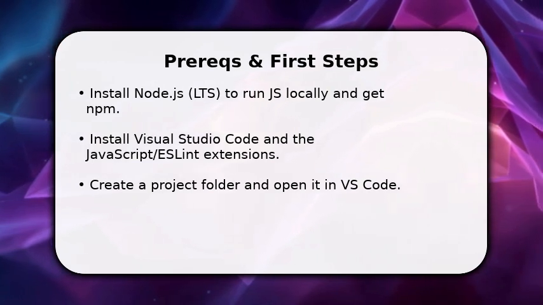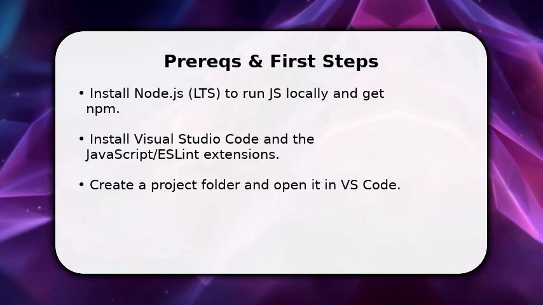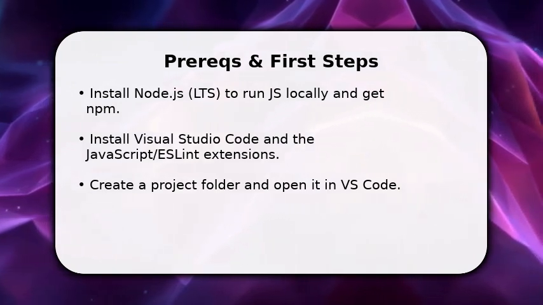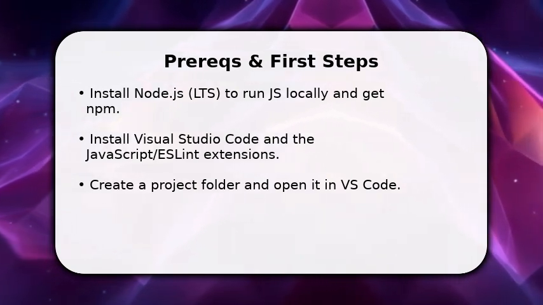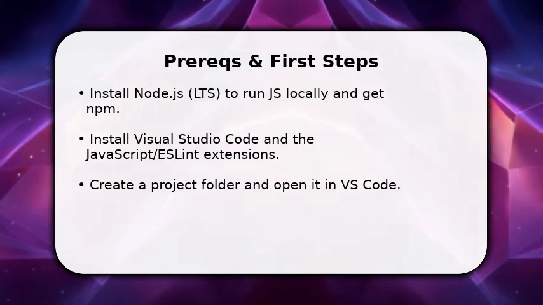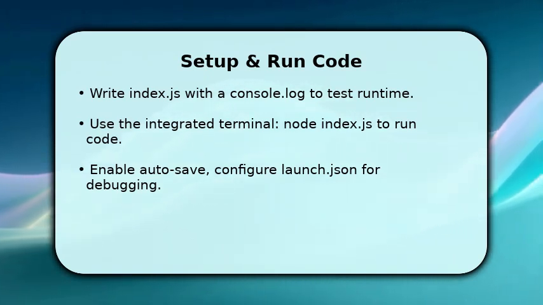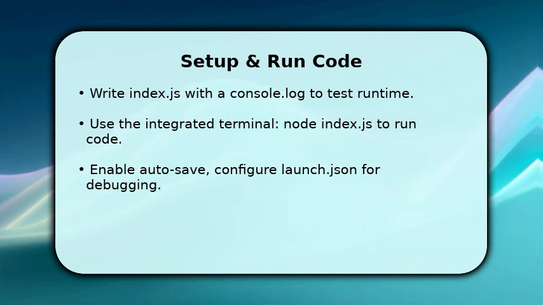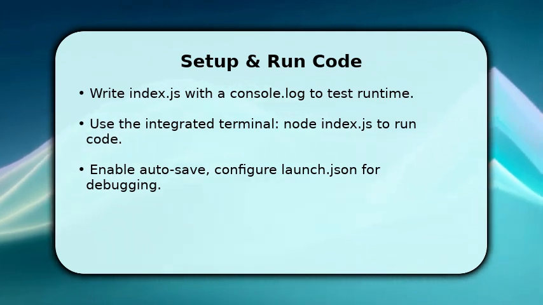Now open the integrated terminal in VS Code, run npm init -y to create package.json, and save a simple index.js file. This gets you from 0 to an executable JavaScript environment quickly. Once you have index.js, write a short console log statement to verify everything works. Then, in VS Code's integrated terminal, run node index.js. This confirms Node executes your file.